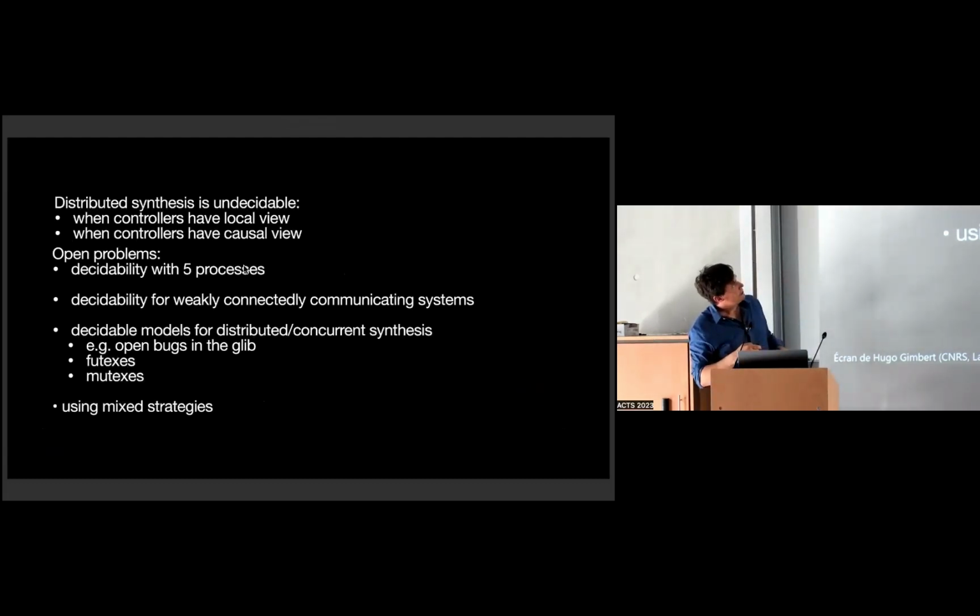So distributed synthesis is really undecidable with local view, with causal view. There are still open problems: decidability with 5 processes, and decidability for weakly connectedly communicating systems. It looks like the Madhusudan-Thiagarajan class of systems, but a bit more general.